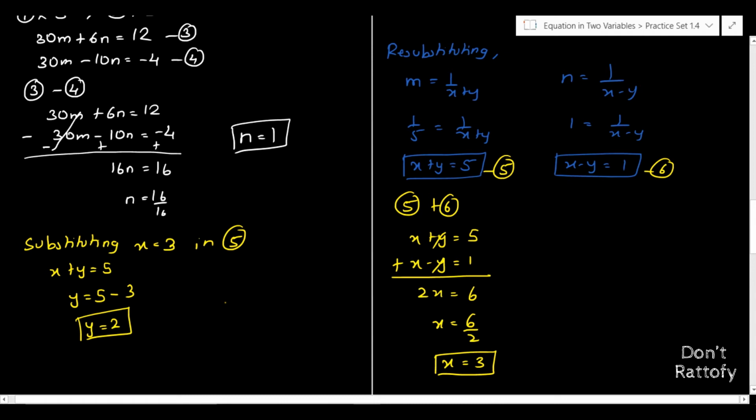This is a bit lengthy sum, but this is how you solve it. This is two steps. First we have to find the value of m and n, then we will be finding the value of x and y, both by solving simultaneously by elimination method. Okay, I hope you have understood the sum. It is very easy, a bit lengthy but easy.